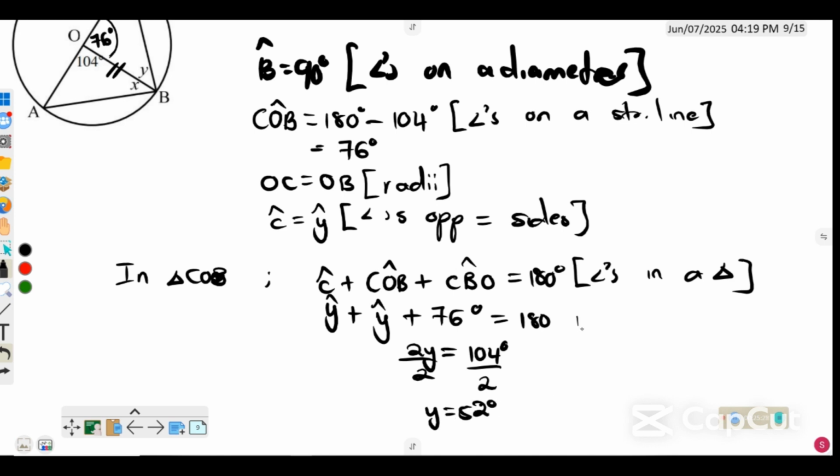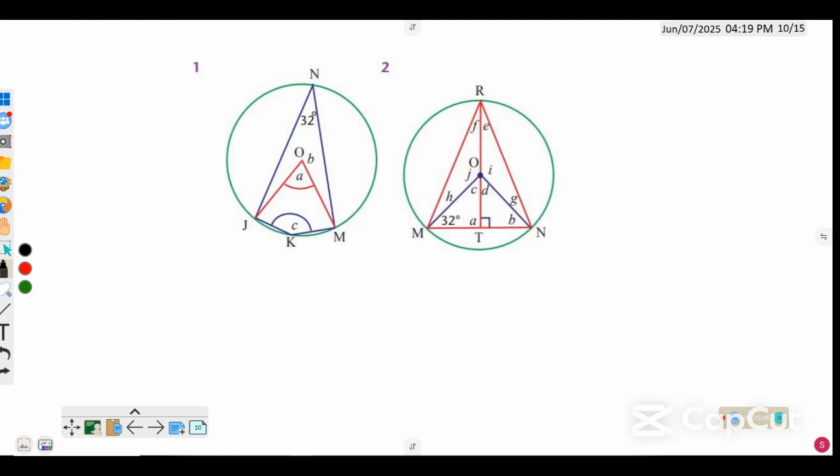And once we have Y, remember that X plus Y will give us 90 degrees. So X is equal to 90 minus Y. So it's 90 minus 52 degrees. Okay, so this is how you apply it in such situations.